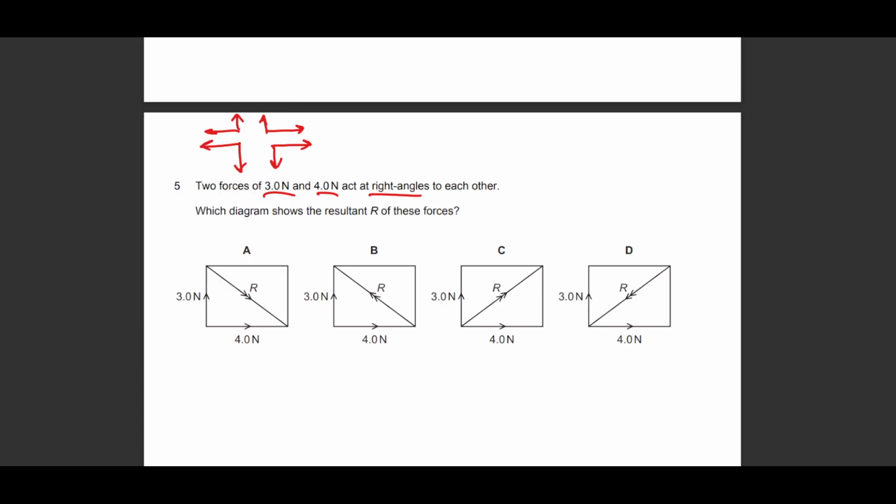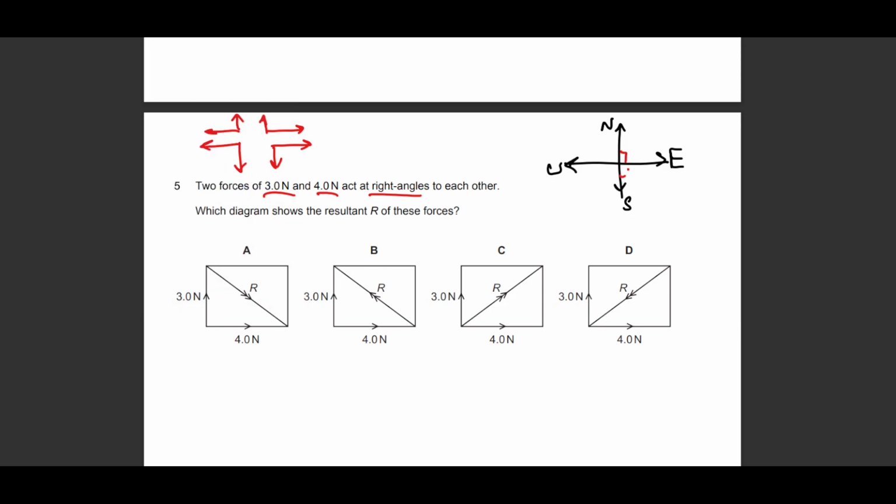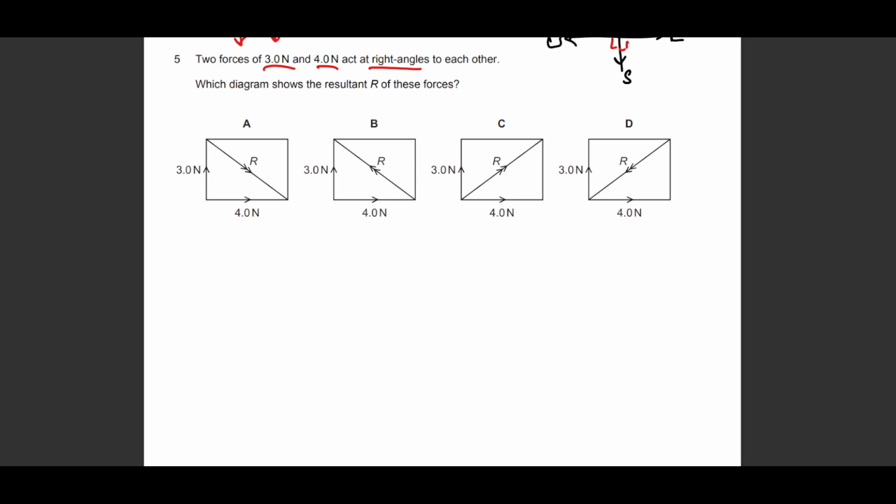And all these directions are with reference to the grid, which is north, east, south, and west, right? Because they have an angle of 90 degrees amongst each other. Okay. So it says, which diagram actually shows this? Now let's see what's the problem.